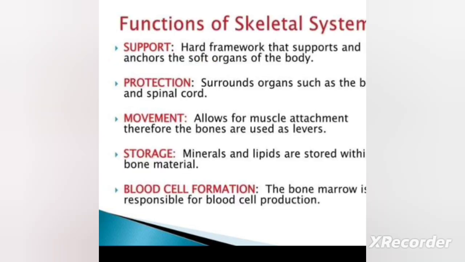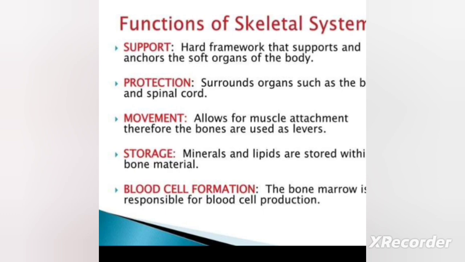The first function is support: a hard framework that supports and anchors the soft organs of the body. Next is protection: it surrounds organs such as the brain and spinal cord. Next is movement: it allows for muscle attachment, therefore the bones are used as levers. Next is storage. Minerals and lipids are stored within bone materials.